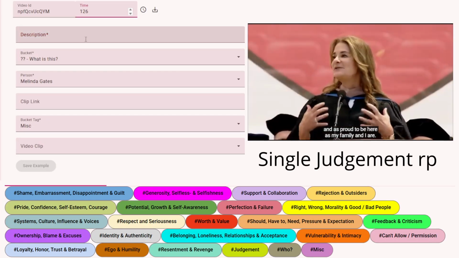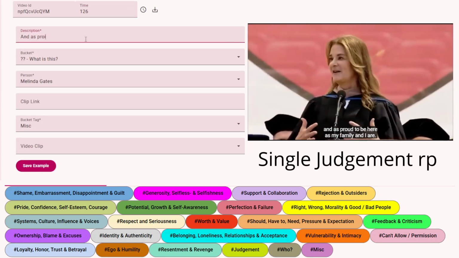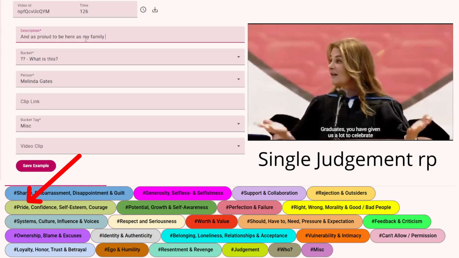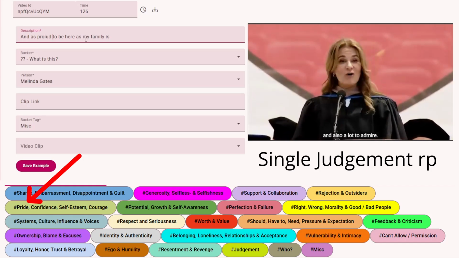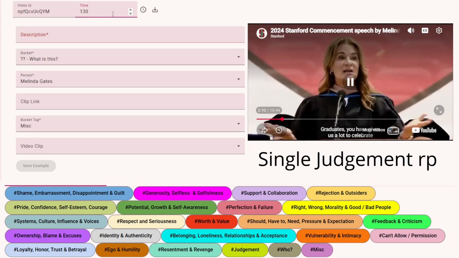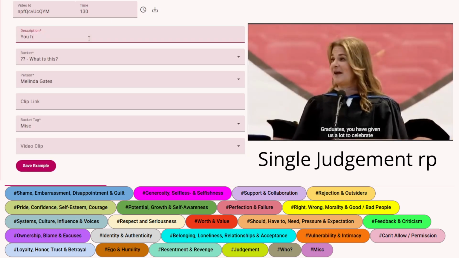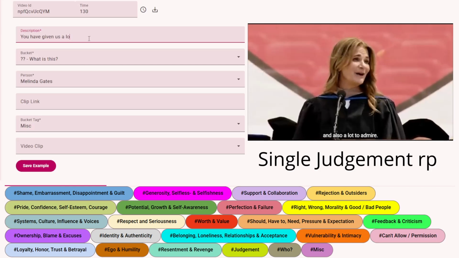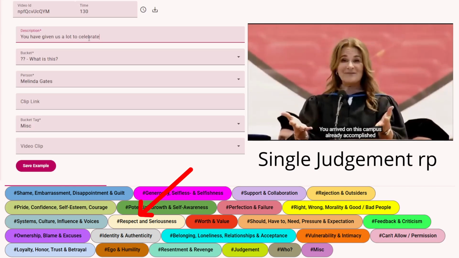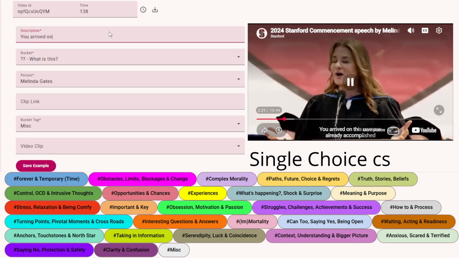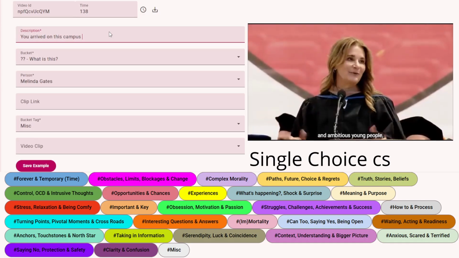And is proud to be here as my family and I are. Proud is a judgment word. I don't think it means much in this context where probably everyone would say it, but we save it away because we're not biased in this classroom. Graduates, you have given us a lot to celebrate and also a lot to admire. Admire, another judgment word.